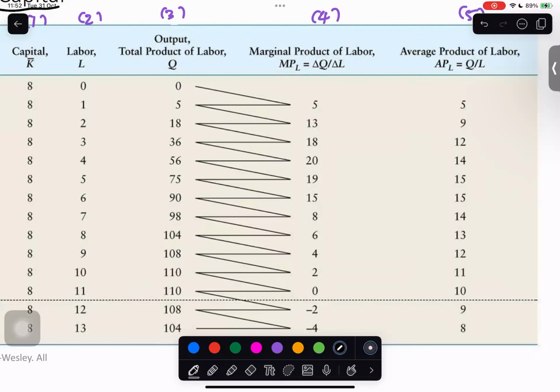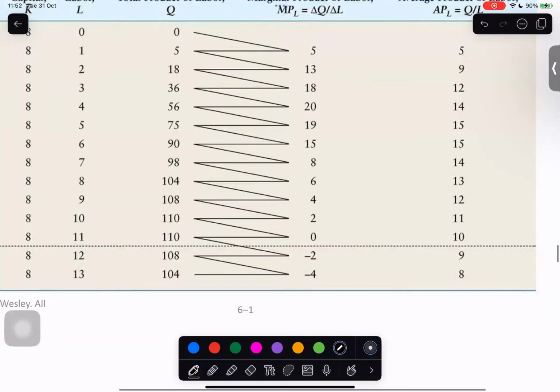It increase at first. Increase until when? Until the peak. Where? The labor is full, 4. You found this 20. And if we add more than this level, the marginal product start to decrease until zero, and when the total product start to decrease, the marginal product start to fall under zero.